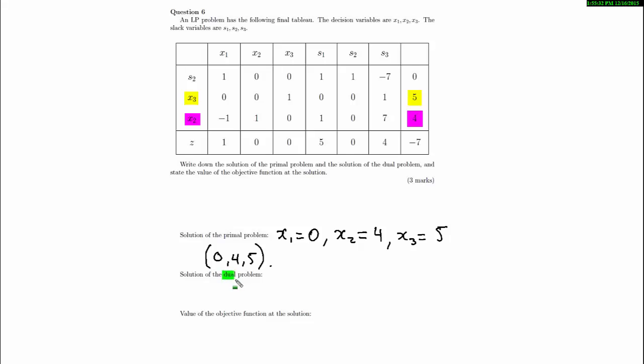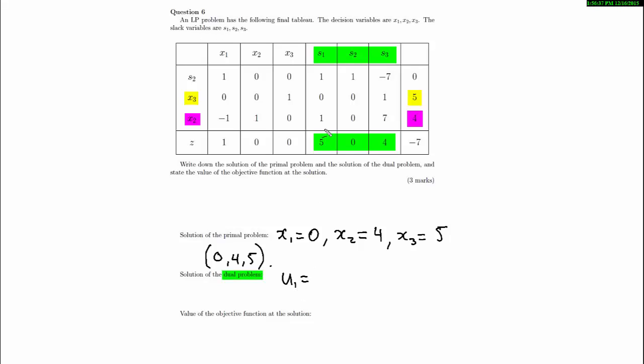Okay, now for the dual problem. We have to look in a slightly different place for the dual problem. We look at the slack variables s1, s2, and s3, and their corresponding values at the bottom of their respective columns. Okay, so now to write down the solution of the dual problem, notice that I'll be using U1, U2, and U3 instead of S1, S2, and S3, for the main reason that we usually use U1, U2, and U3 to set up the dual problem, and also to avoid confusion as S1, S2, and S3 are usually used for slack variables only.